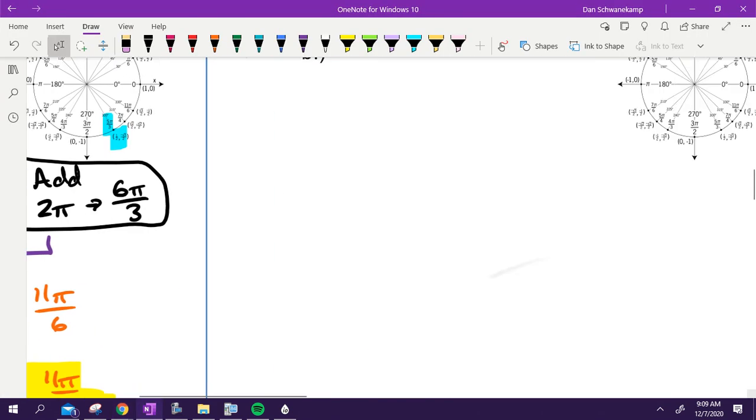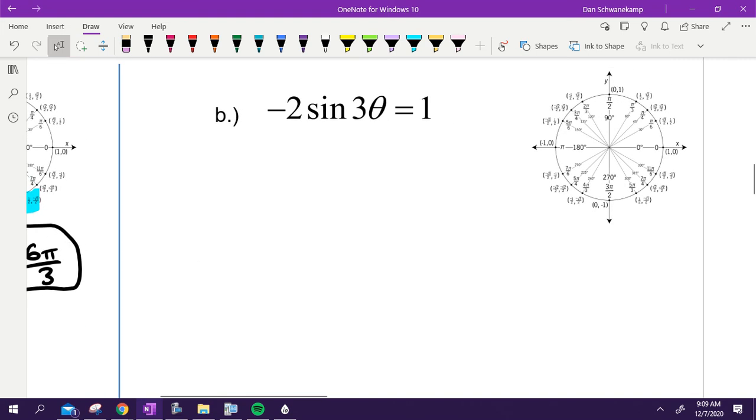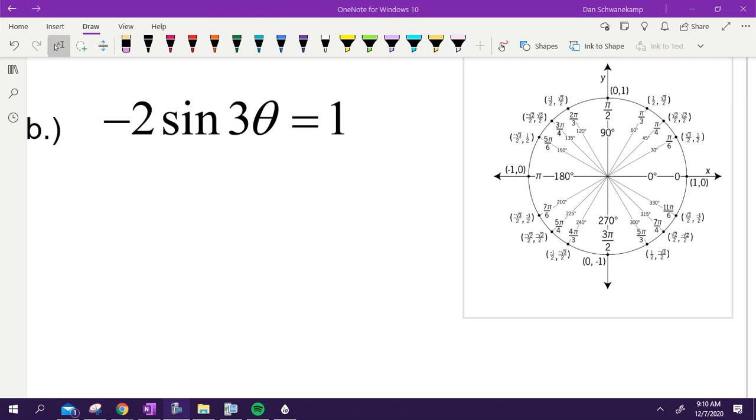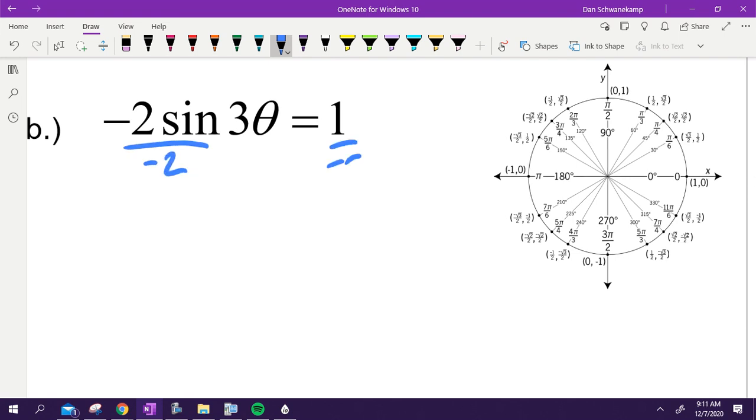Let's try it again. Negative 2 sine 3 theta equals 1. Get 3 theta by itself. Don't move from there, but try to get 3 theta by itself. Go. All right, here we go. So negative 2 sine 3 theta equals 1. I'm going to solve, Jack. What'd you do first? Divide by negative 2 on both sides.